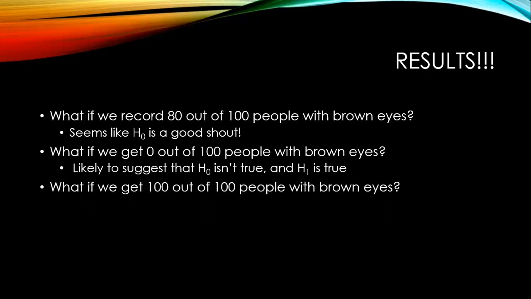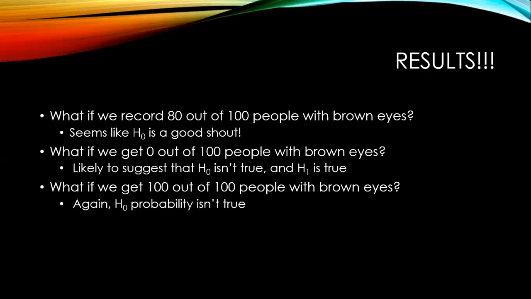So what if we get, again, 100 people out of 100 people with brown eyes? We've collected our sample of 100 people, and every single one of those people had brown eyes. Do we go with H0, 80% true? Or do we go with H1, 80% not true? Remember, H0 is that 80% is the true number. H1, your alternative hypothesis, is your new suspicion, right?